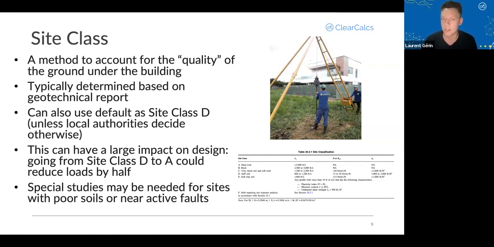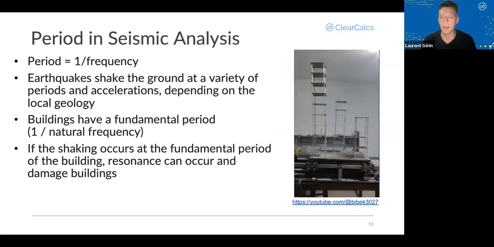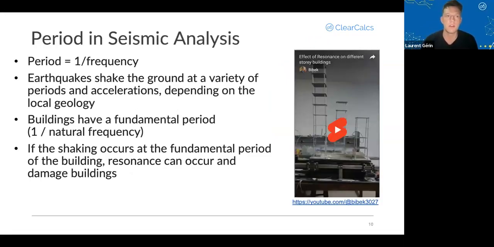I'll also note that there are some exceptions, especially if you're dealing with low-rise buildings, for instance, or light frame buildings as well. Okay, now one thing I really wanted to mention here is called period. This is something that keeps coming back up when we're talking about seismic analysis. And basically, what's period? Taking it back to high school, 1/frequency. So a building that's got a 10 hertz natural frequency, for instance, would have a natural period, or fundamental period, of 0.1 second.